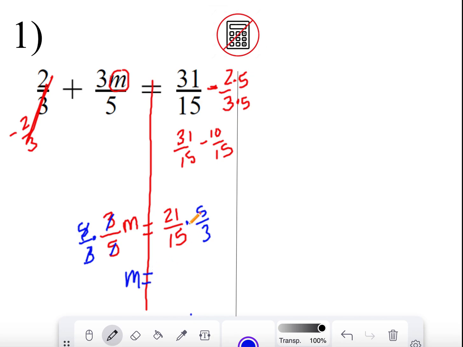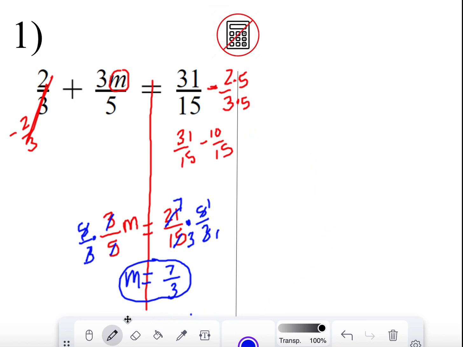Now over here, we're going to have to simplify before we multiply. A 21 and a 3, we can divide by 3. And then, of course, the 5 and 15, we can divide by 5. And then multiply straight across, 7 times 1 and 3 times 1. So we're going to end up getting the value of m as 7/3. That's the value of m that would make the equation true.